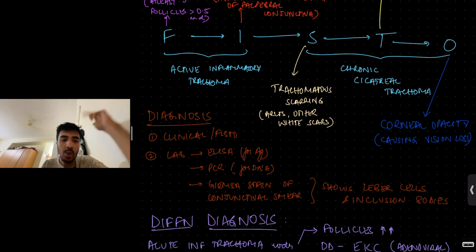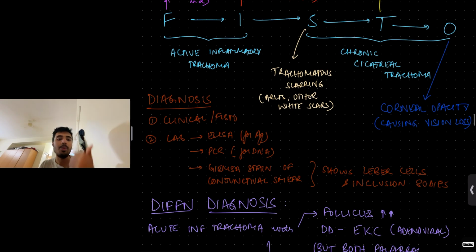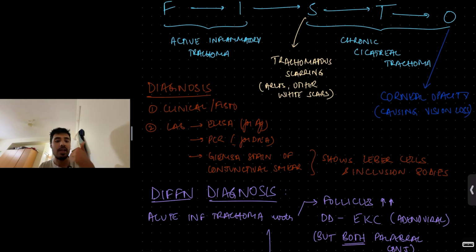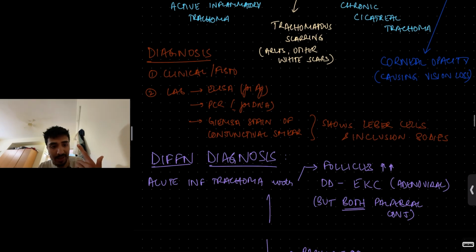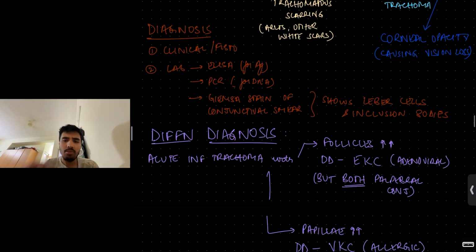So grading of trachoma. Trachomatous inflammation follicular, at least 5 follicles of more than 0.5 mm diameter. Trachomatous inflammation intense, thickening of the palpebral conjunctiva. These two come under acute inflammatory trachoma. After that, everything comes under chronic cicatricial trachoma. Trachomatous scarring, Arlt's line, trachomatous trichiasis, at least one eyelash touching the eyeball, and trachomatous opacity, that is basically causing vision loss. Diagnosis, you can do clinical diagnosis, grading.